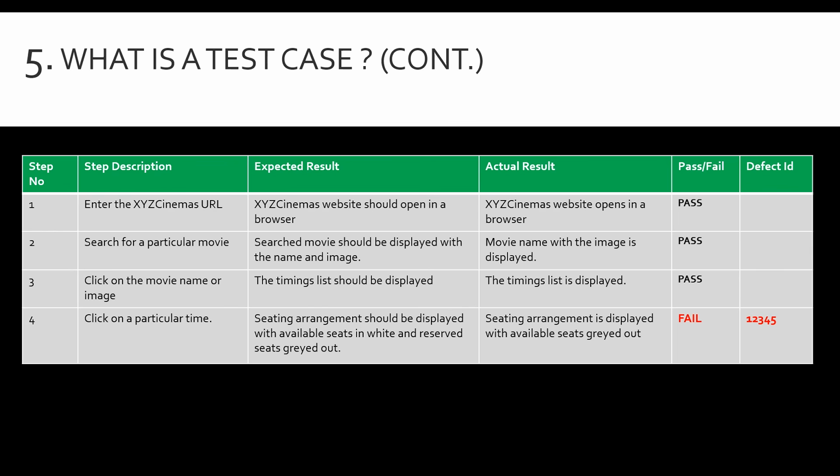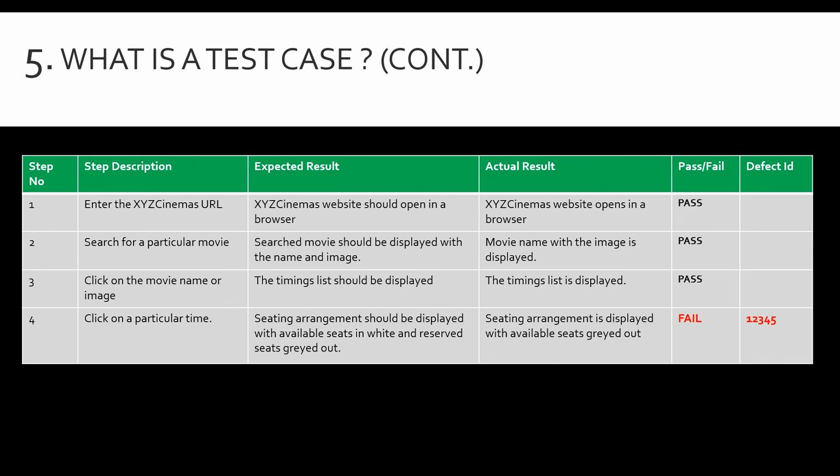If you go by this, the first step was to enter the URL for the XYZ cinemas. The website should open, which it did. And then the second step was to search for a movie. The actual result was that once it was searched, the movie with the image was displayed, the relevant movie which the tester was searching for. And then once the movie was clicked, the timing should have been displayed, which was displayed in this execution cycle.